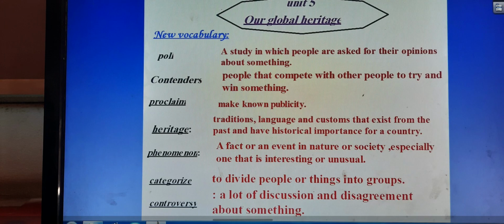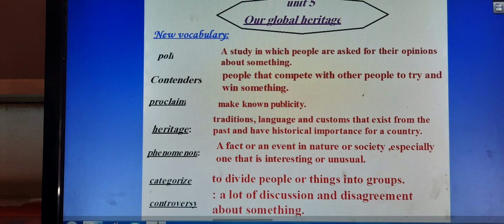First of all, we have to deal with the new vocab. Poll, a study in which people are asked for their opinion about something. Contenders, people that compete with other people to try and win something. Number 3, proclaim, make known publicly. Heritage, past traditions that have historical importance for a country. Phenomena, a fact or an event in nature or society, especially one that is interesting or unusual.